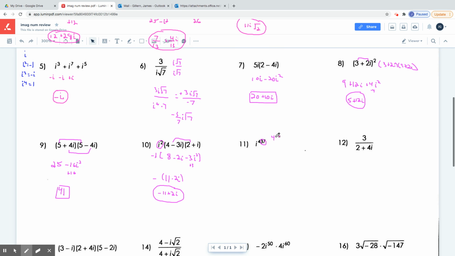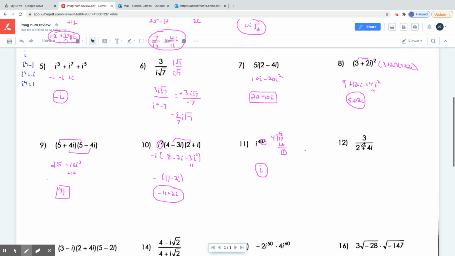I shouldn't have to write it out like this, but I'll just show you. 4 goes into 37 9 times. 4 times 9 is 36. So the remainder is 1. So it's the same thing as i to the first, which is just i. And there's your answer.